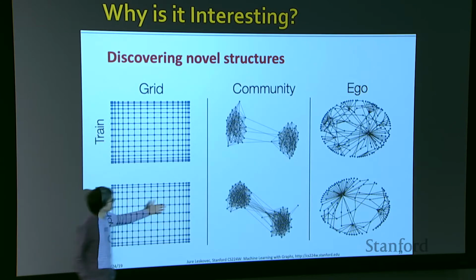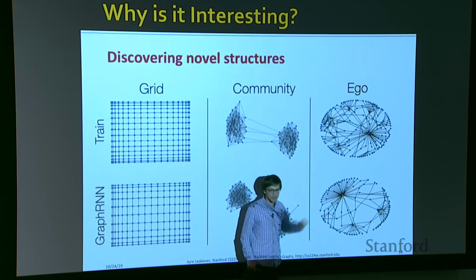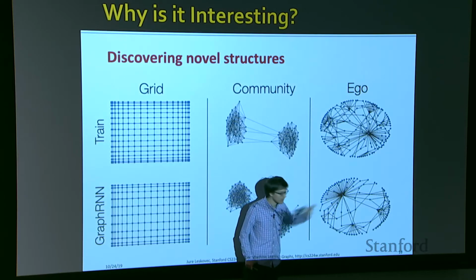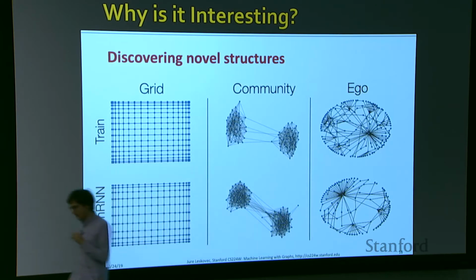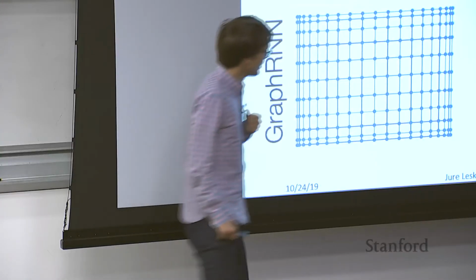We'll be able to generate this type of community structures. And we'll also be able to generate this kind of scale-free power law graph structures that look much more tree-like. And the point is that the same model will be able to do that, right?